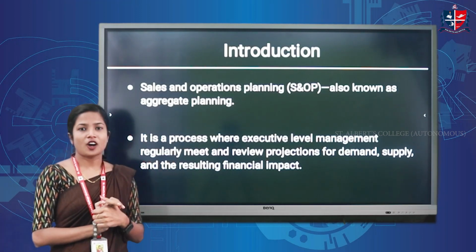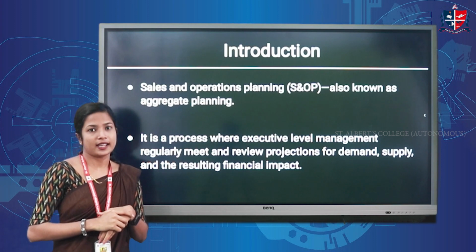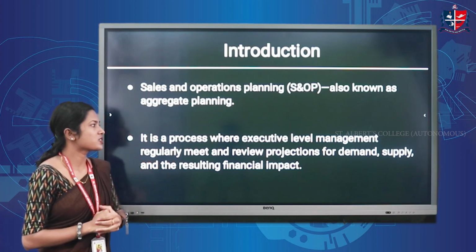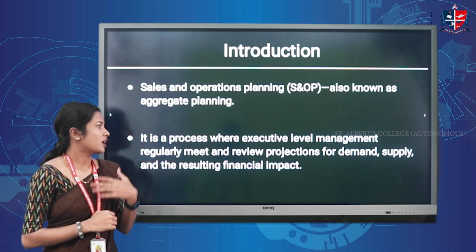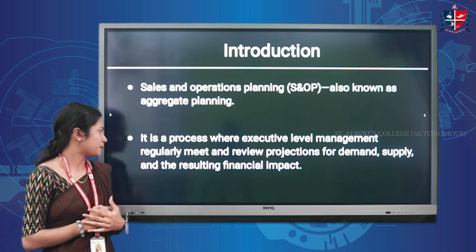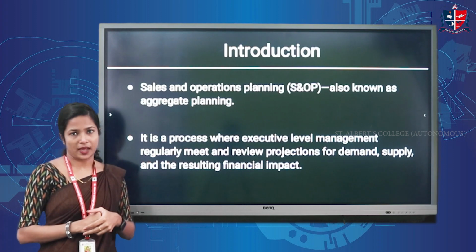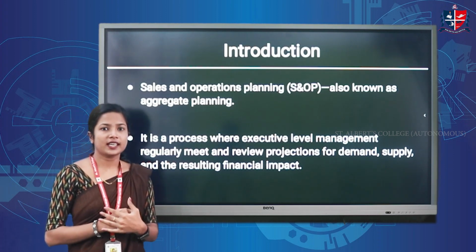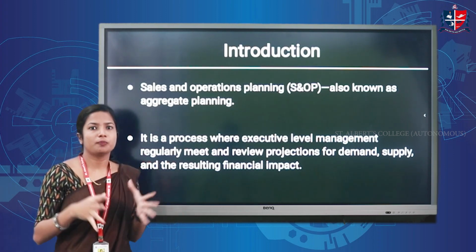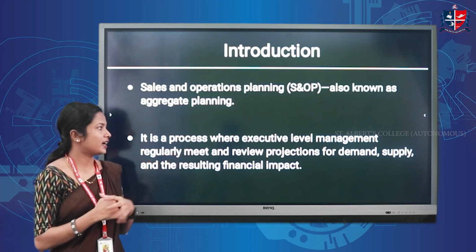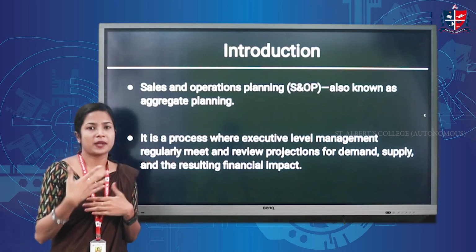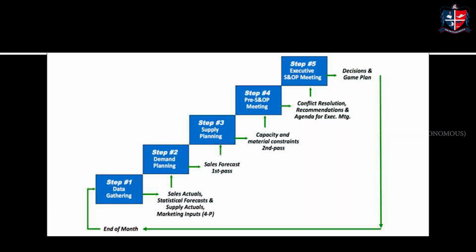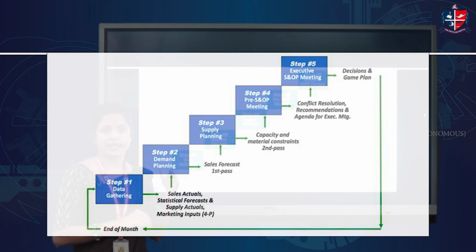Sales and operations planning, also known as aggregate planning, is a process where executive level management regularly meet and review projections for demand, supply, and the resulting financial impact. It is basically a meeting between the top level management regarding the future planning of their production and sales. So these are some of the steps for conducting the aggregate planning.